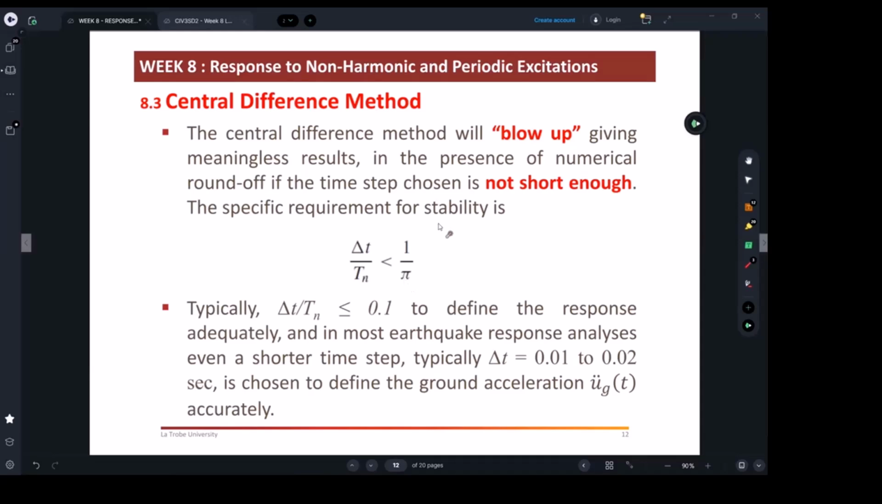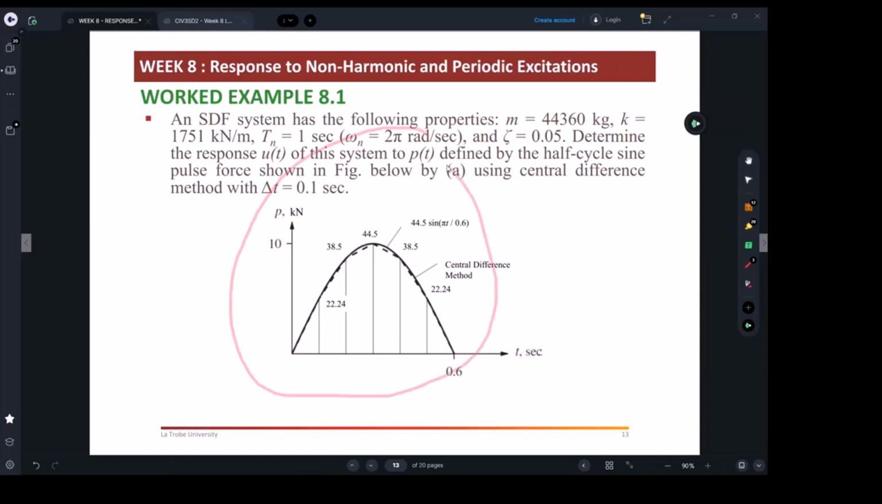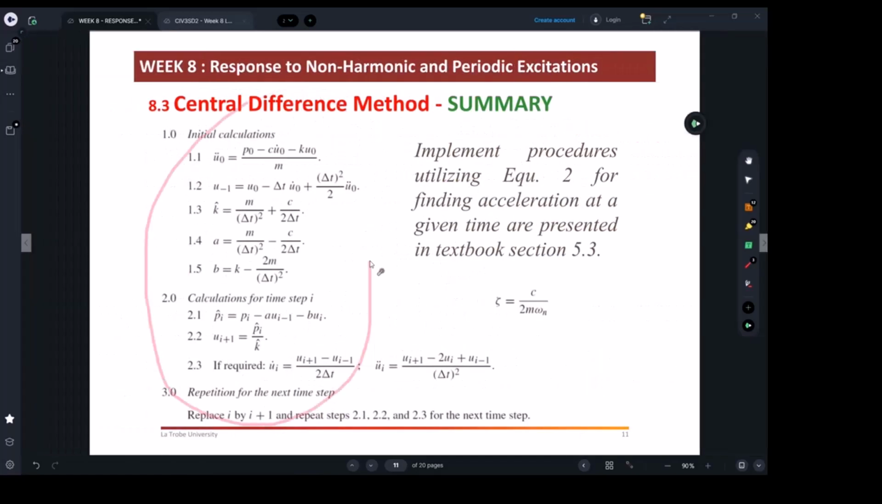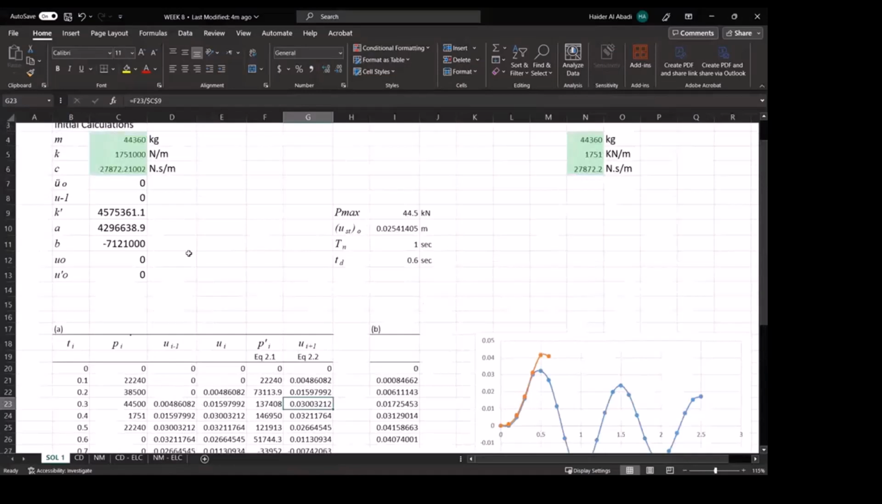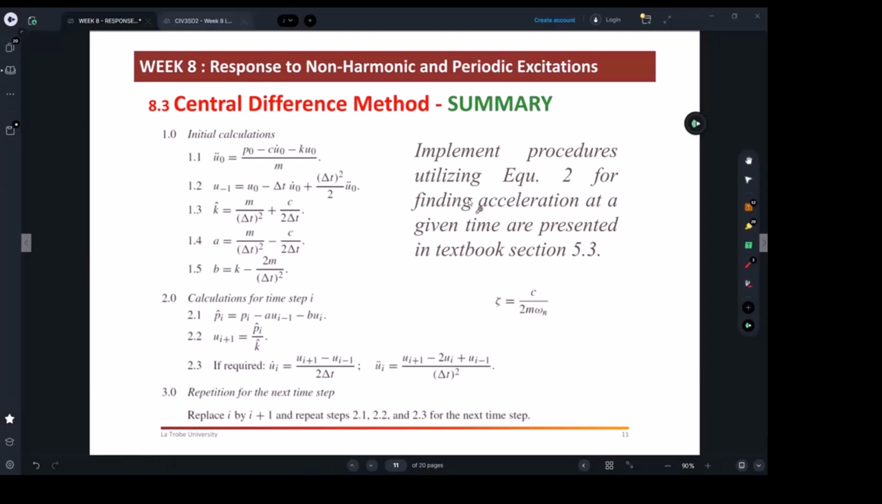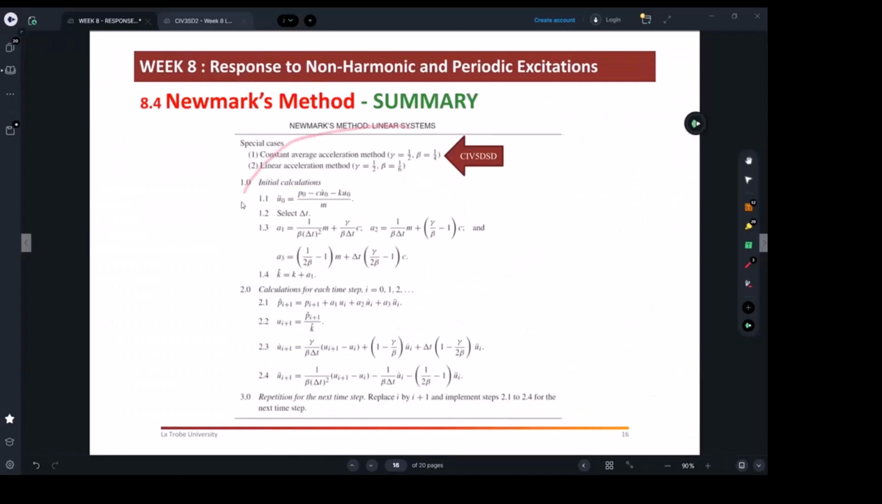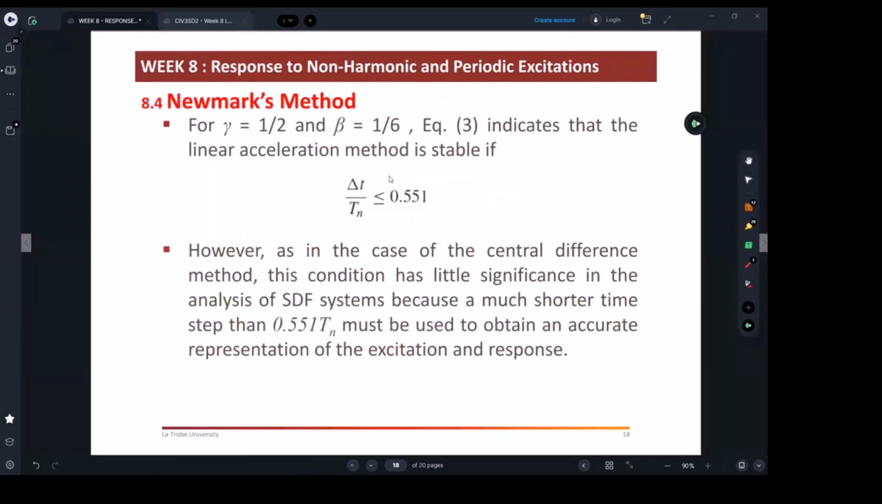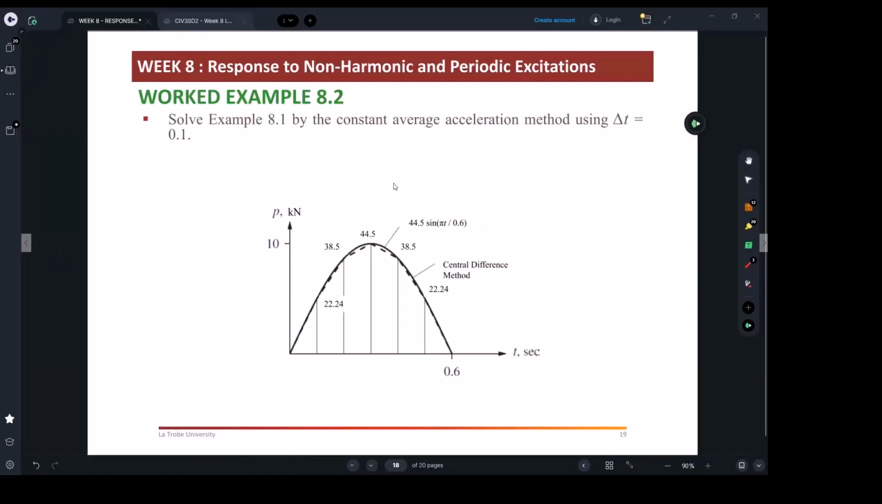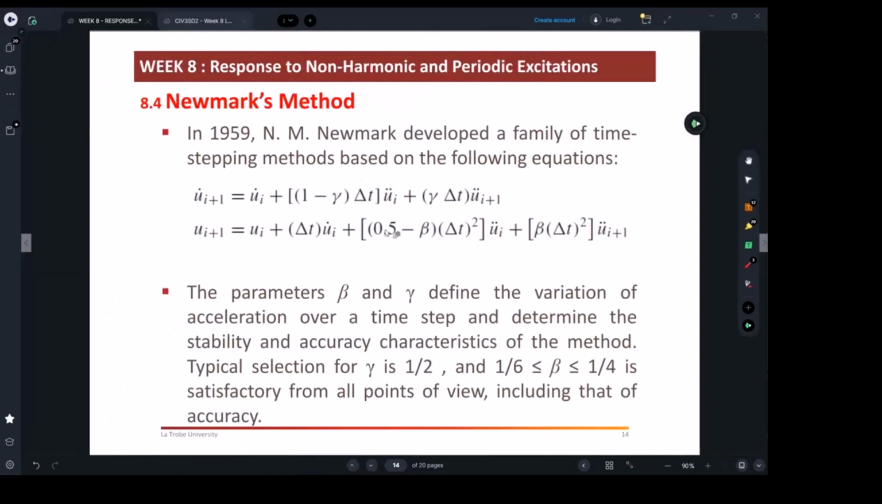Do you have any questions about what I want you to do? I just want you to solve this example, work on applying the central difference method, and develop a calculation sheet like what you're seeing here by applying that summary I showed you. If you manage to achieve that, it will really help you work on your second assessment. And you're going to be able to work on the other method that I'm asking you to do, which is the Newmark method. It's really not different, it's the same. So do you have any questions now about what I want you to do?